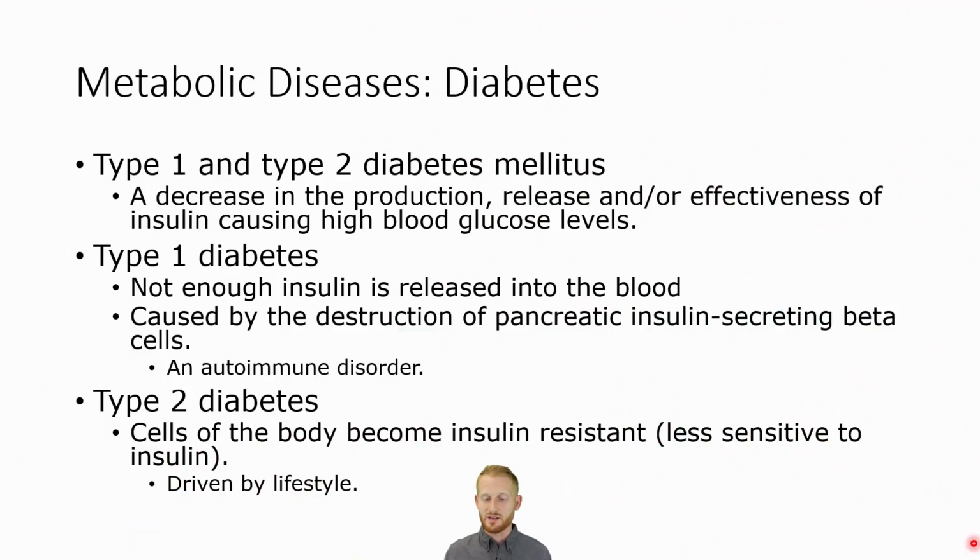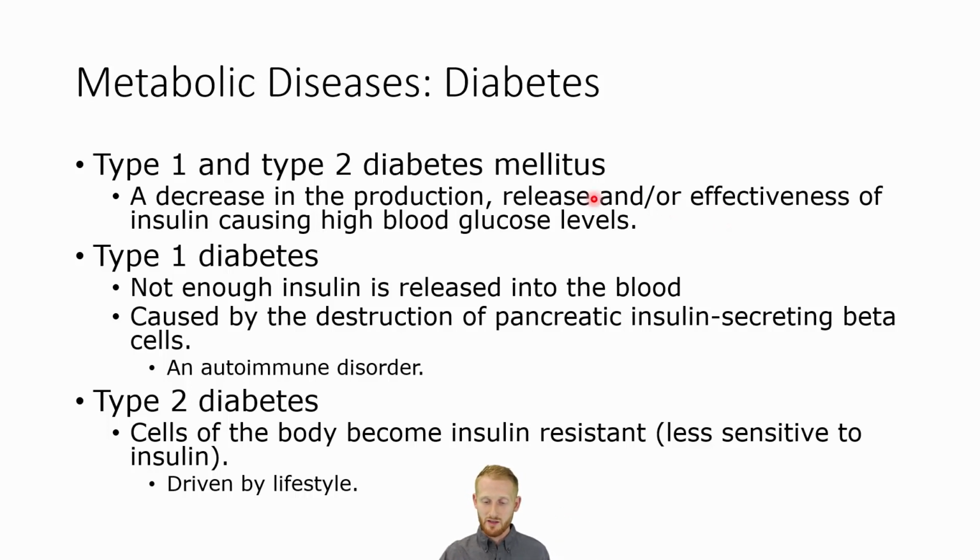Let's talk about diabetes now. So diabetes mellitus, there are two types. There's type 1 and there are type 2 diabetics, and they are caused by very different things. Both of these, though, involve a decrease in the production, the release, or the effectiveness of insulin. Insulin is the hormone in the body that's going to take the glucose, which is sugar in the blood, and bring that sugar into the cells of the body.